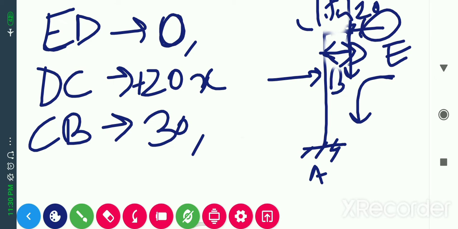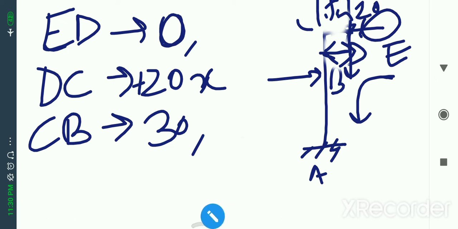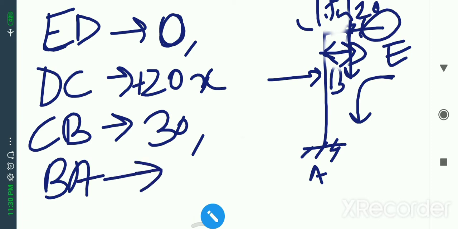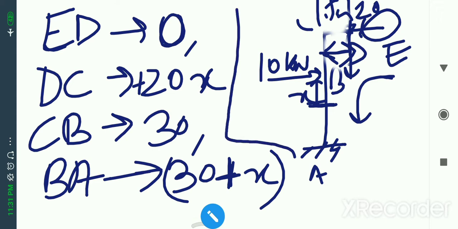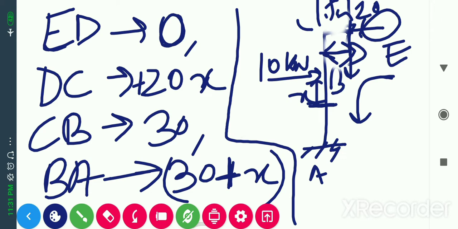30 in part CB. And what will be the value of moment in part BA? Is actually, this is 10 kilonewton load, so the moment in part BA is 30. This is acting clockwise and this is acting clockwise, so it will be 30 plus 10 into X. So this is the value of capital M in different parts of the member. Now we will determine what is the value of small m.